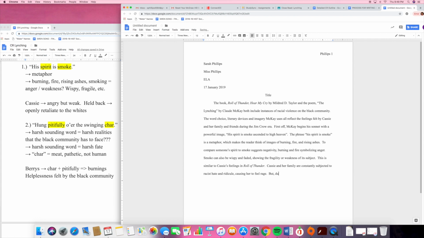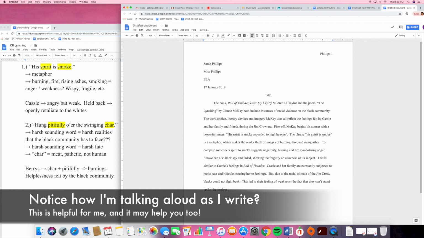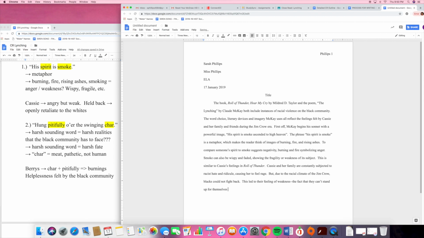But due to the racial climate of the Jim Crow era, blacks could not fight back. This led to their feeling of weakness. Double dash. The fact that they can't stand up for themselves makes them, I keep saying makes, okay? Allows? No. Shows? Leads, no, I already said leads. I'll just write it, I'll fix it later. Leads to feeling defeated. Ooh. Okay.